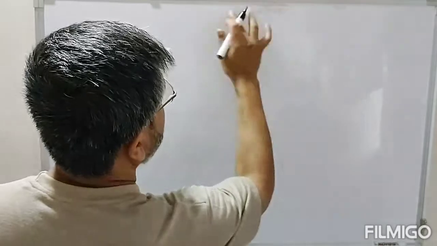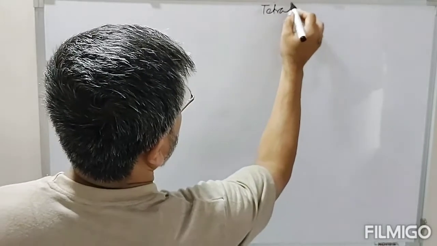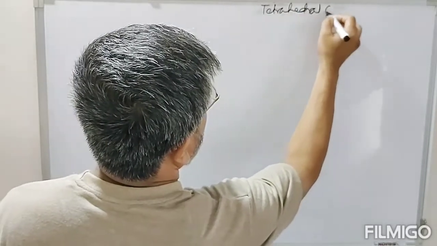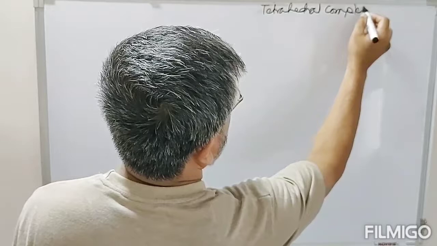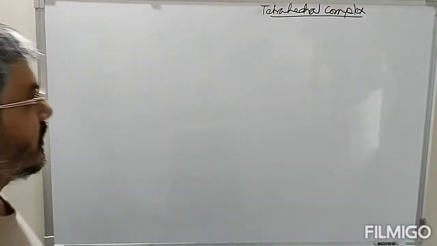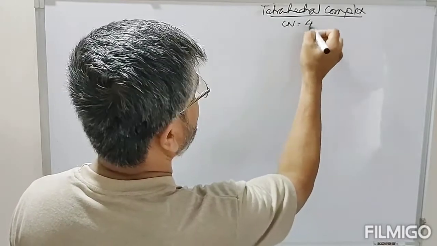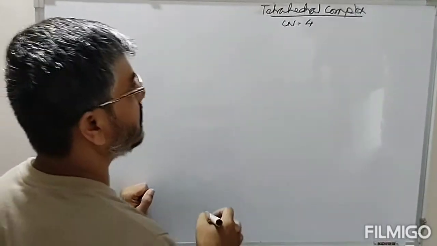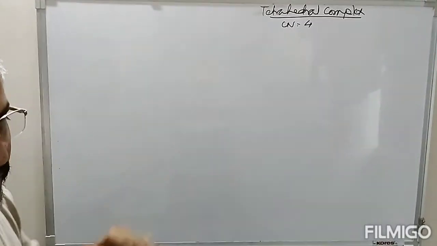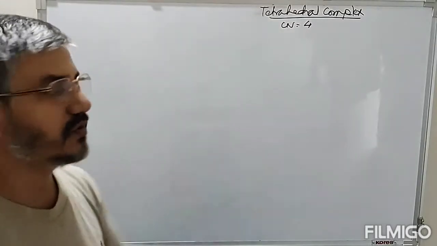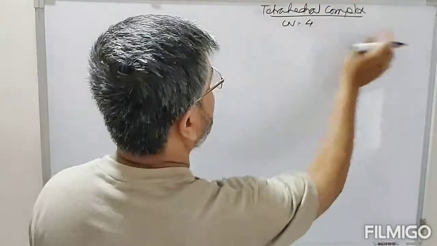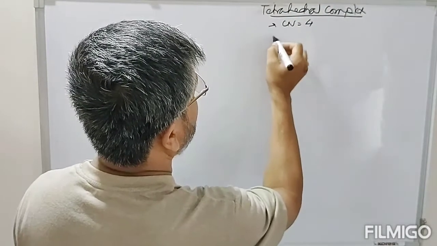Yeah, first we'll take a tetrahedral complex. Now in a tetrahedral complex, the coordination number is 4. So if the coordination number is 4, the question may arise, okay, why not this be square planar? We'll take that up later on. So we have this tetrahedral complex, coordination number 4.